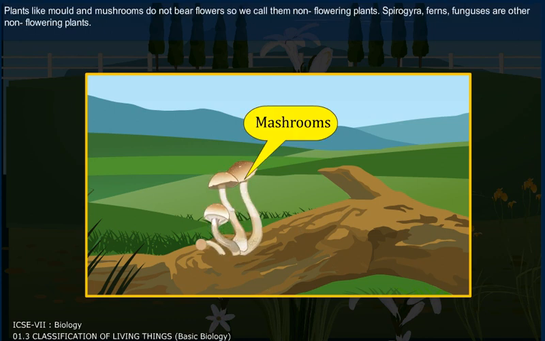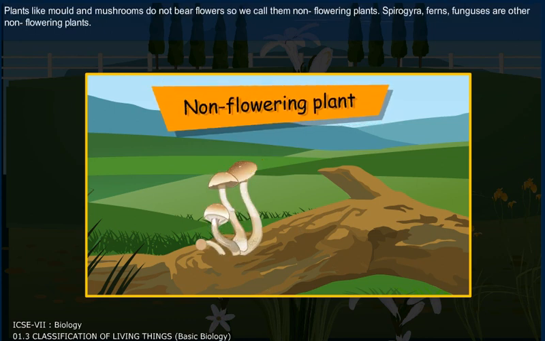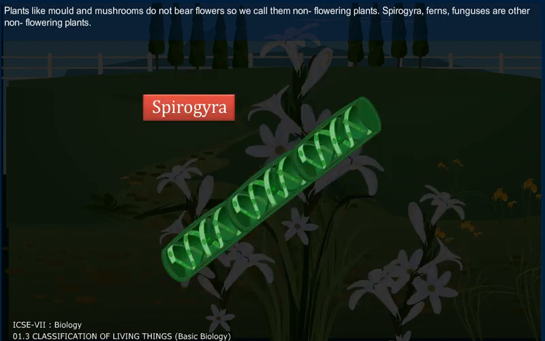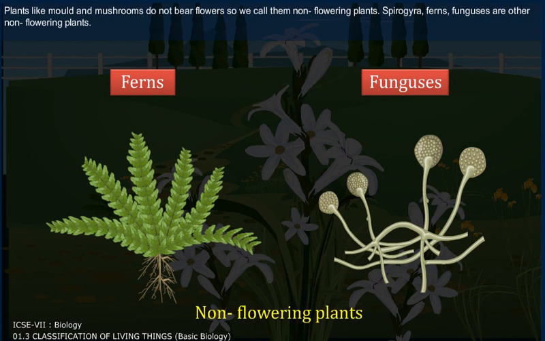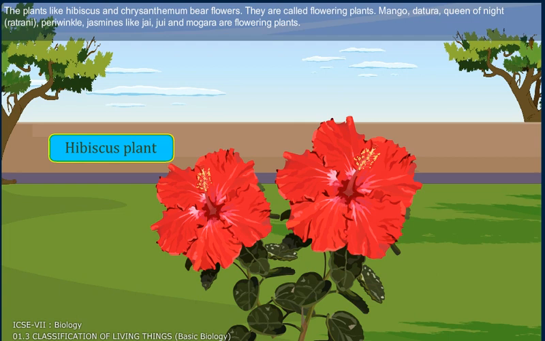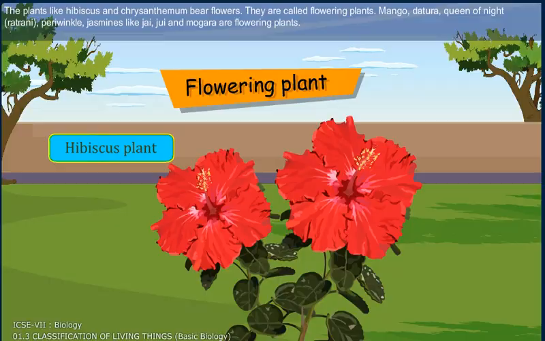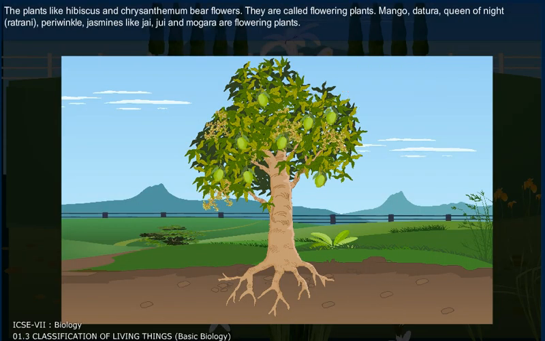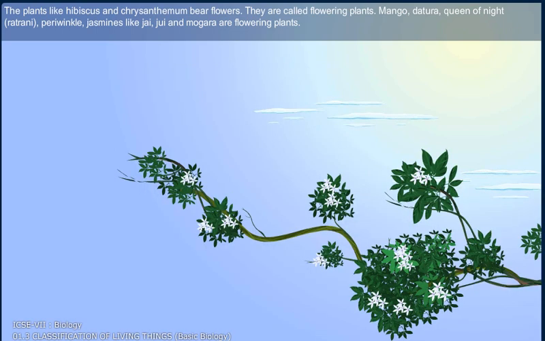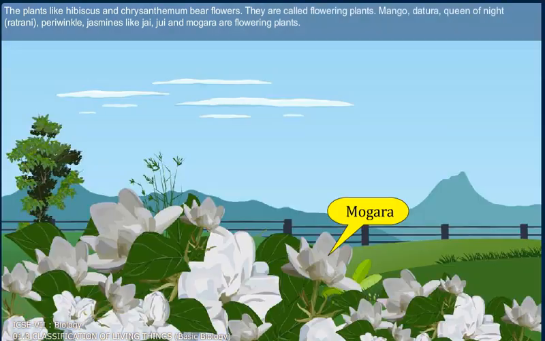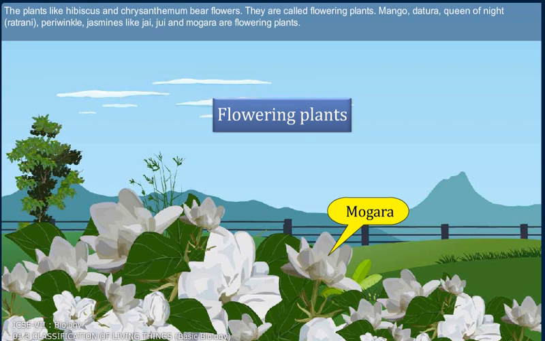Plants like molds and mushrooms do not bear flowers, so we call them non-flowering plants. Spirogyra, ferns, fungus are the other non-flowering plants. The plants like hibiscus and chrysanthemum bear flowers. They are called flowering plants. Mango, datura, queen of night, ratrani, periwinkle, jasmines like jai, jui, and mogra are flowering plants.